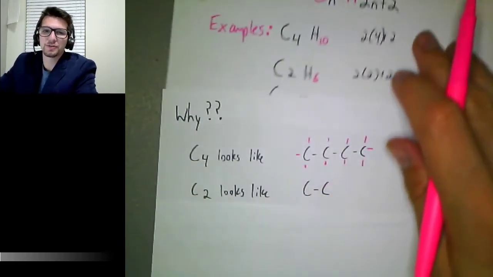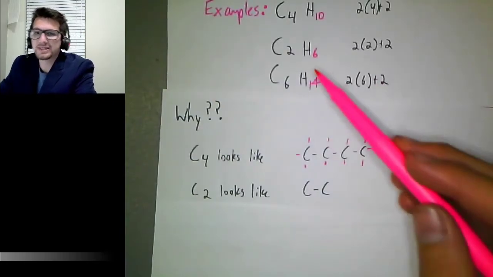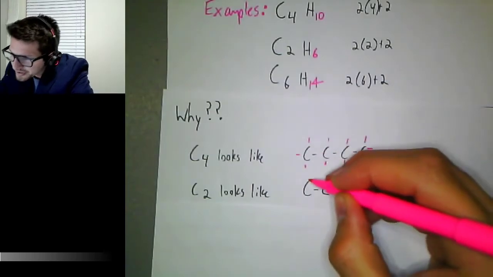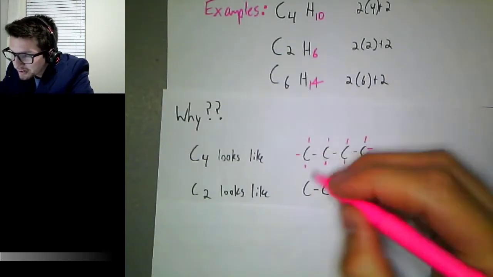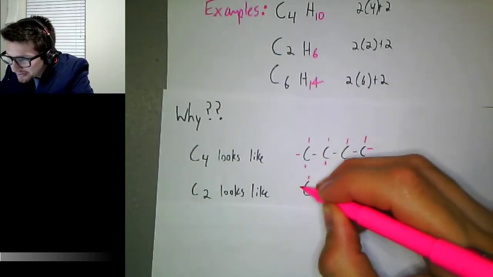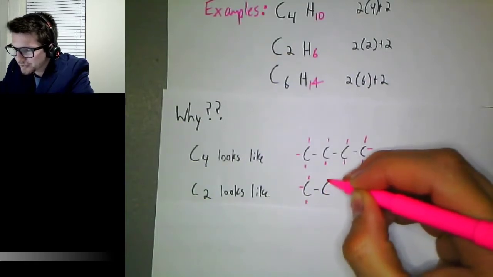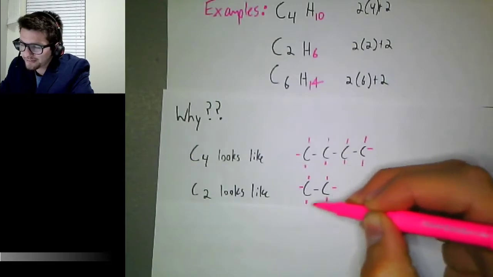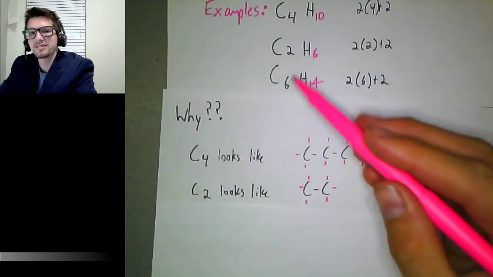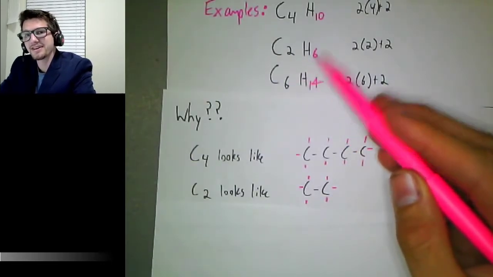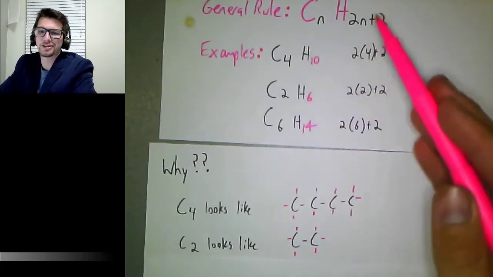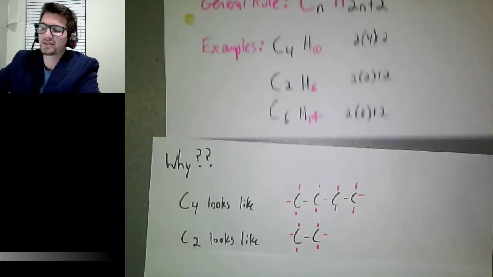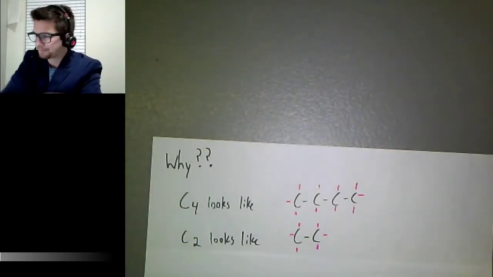What about C2? C2 we said could have 6 hydrogens. Well, if I have 2 carbons, how many hydrogens could be bonded? They can each have 4. This guy already has 1, so we can have 3 more. And this guy only has 1, so we can have 3 more. If I count, it's 1, 2, 3, 4, 5, 6 different bonds. C2H6. So this math is just a shortcut so you don't have to draw it out, but it'll give you the number of hydrogens pretty quickly.